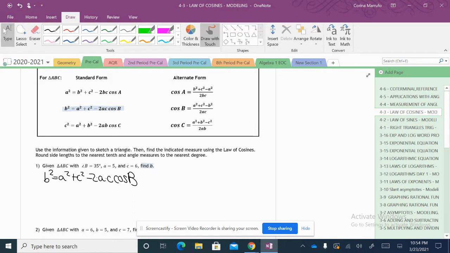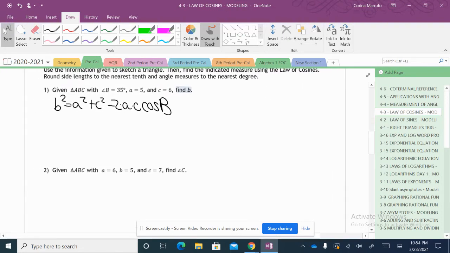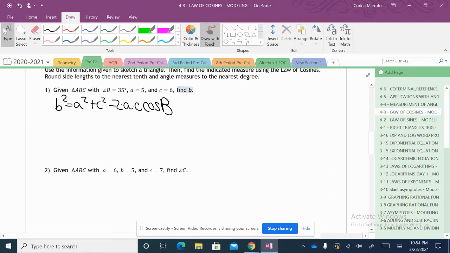Let me go ahead and scroll up. We know that big B, which is angle B, is equal to 35. So that's where I'm going to have to plug in the 35, right here. And we know that little a is 5. Little a is here and here. Little a appears 2 times. And then we have little c, which is right here and right here, where we're going to have to plug it in. So I'm going to go ahead and do that.